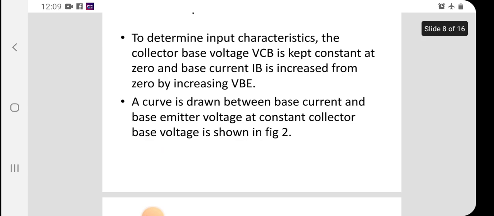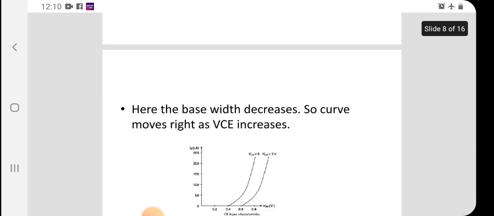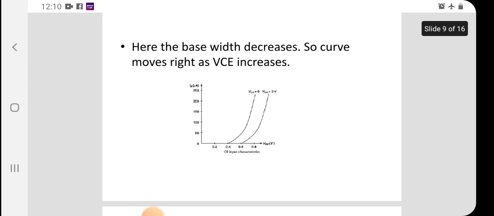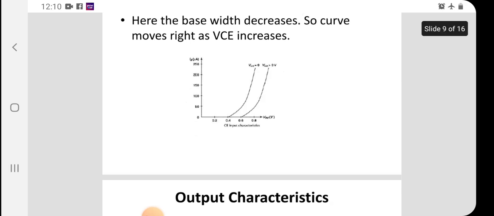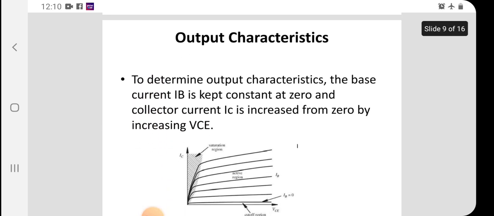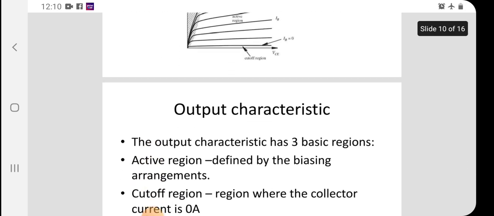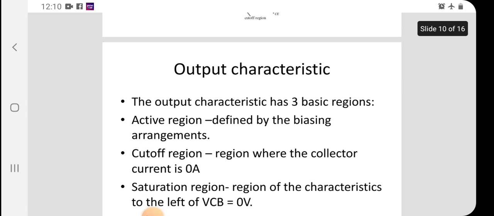Here is a curve which shows the relation between base current and base emitter voltage at constant collector emitter voltage. This is the diagram which represents it. Here you can find that the base width decreases, so the curve moves right as the collector emitter voltage increases. Next we shall find the output characteristics. In order to determine output characteristics, the base current is kept constant and the collector current is increased from 0 by increasing VCE.